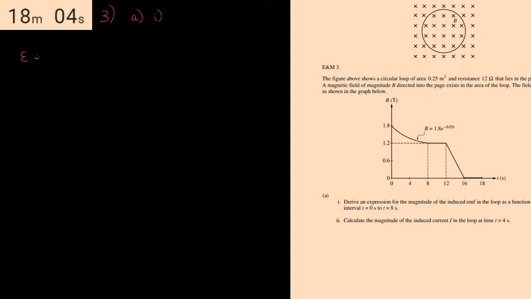So remember, the induced EMF, by Lenz's law, is the negative change in the magnetic flux over time. This is negative. The flux is the area of the loop times the amount of field going through it, at least if it's perpendicular. So we can say A, B, C. Just kidding, it's just AB. A is constant in this case, so we get negative A times the change in the magnetic field. Of course, between times 0 and 8 seconds, the magnetic field is just this expression they give us, 1.8 e to the negative 0.05 t.